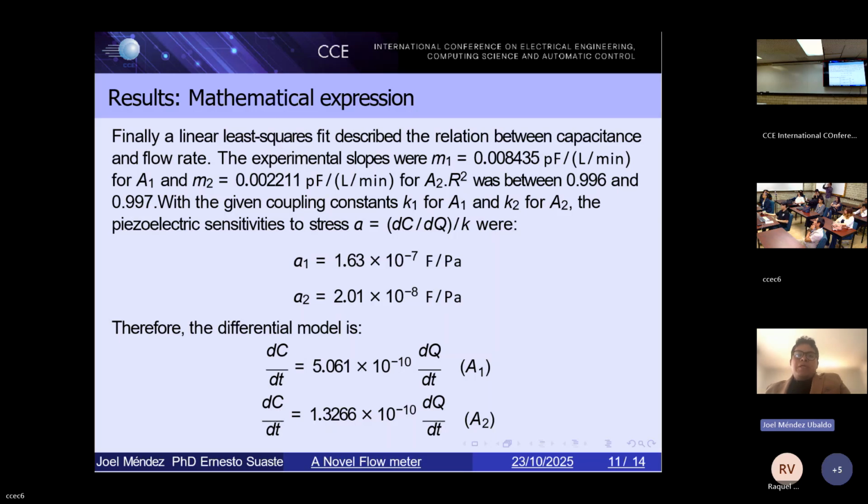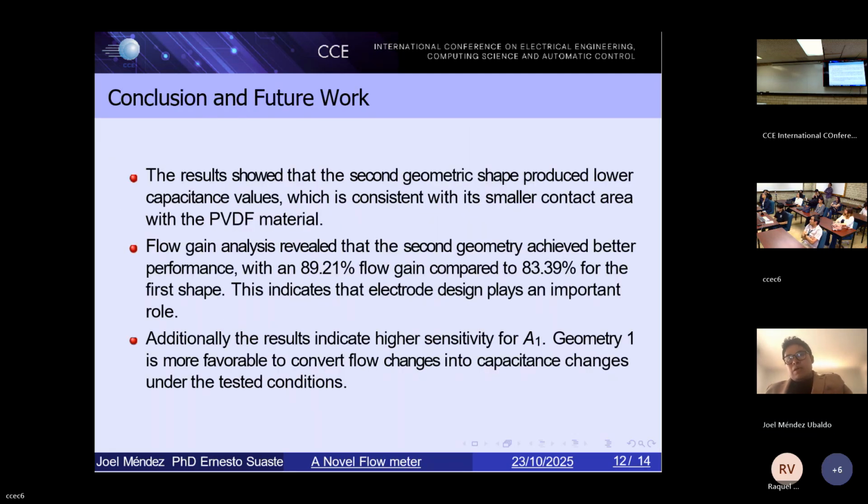Therefore, we obtain the differential model. In this case, it is for A1 this expression, and for A2 this expression. The next, please. Well, conclusion and future works.